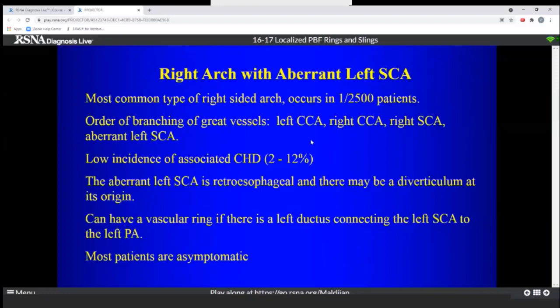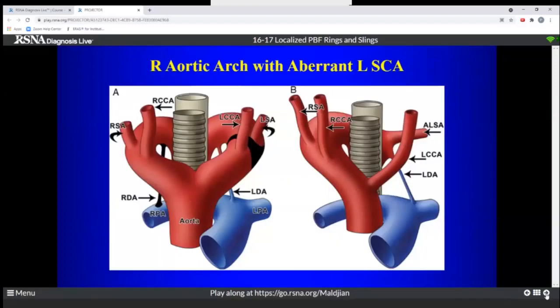The order of branching of the vessels here is almost normal, except the left subclavian becomes the last vessel. There's a low incidence of congenital heart disease, and the aberrant left subclavian is retroesophageal. Now, this can be associated with a vascular ring if there's a left ductus connecting to the left subclavian, although it tends to be a loose ring. So most patients are asymptomatic.